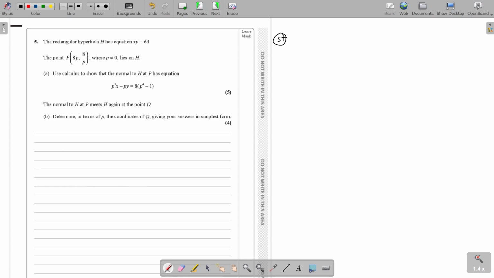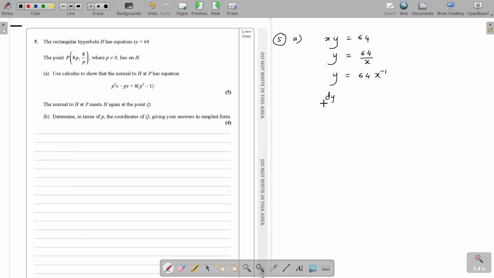So first, xy equals 64. Shall we get the equation for y? y equals 64 divided by x, or in other words, y equals 64 times x to the power minus 1. Is that okay? So now to get the equation of the normal, what do we need first? First we need to get the gradient of the tangent. So differentiate, dy by dx.